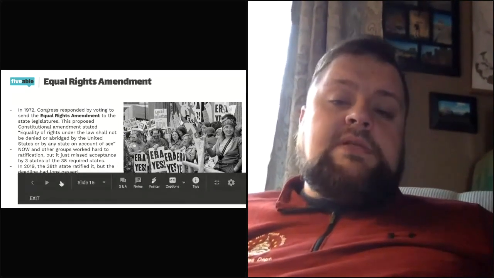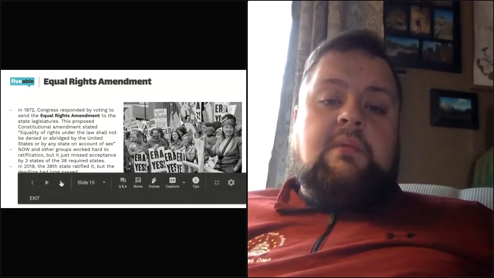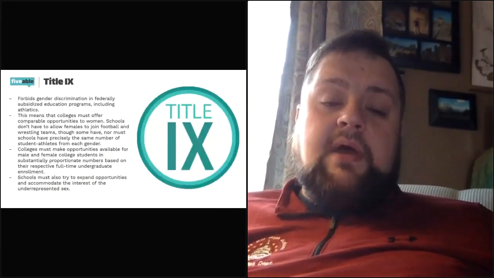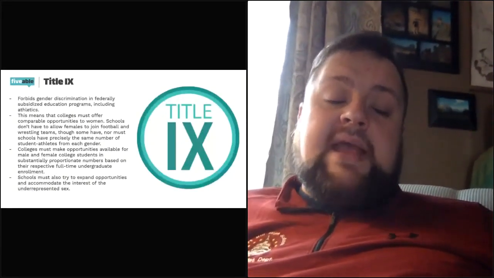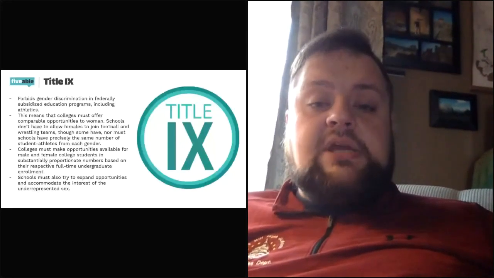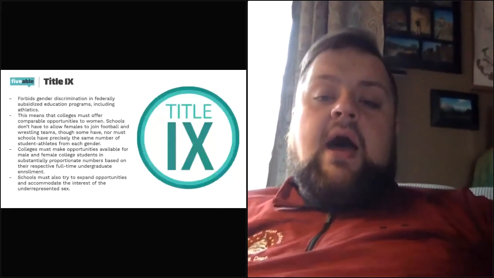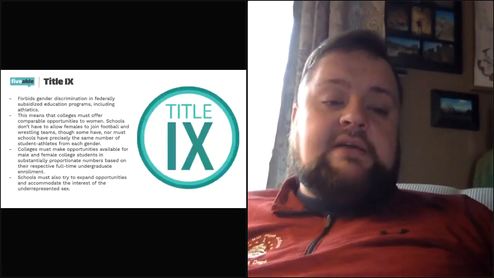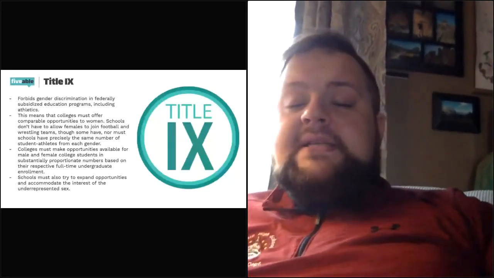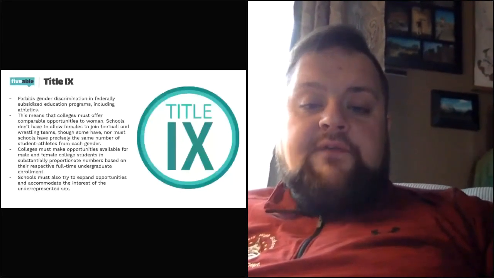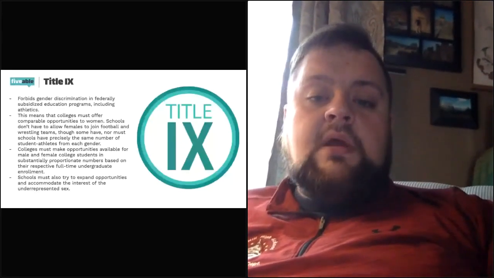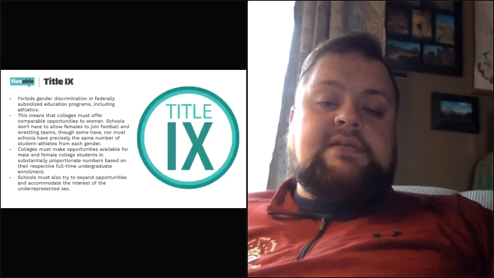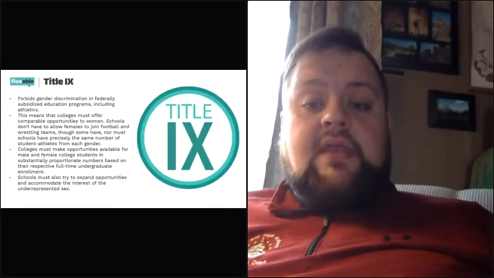The other big thing in women's rights is Title IX, which is another thing that passed as an amendment to the Civil Rights Bill in the 1970s. Basically it forbids gender discrimination in any kind of federally funded education program, especially when it comes to athletics at the college level. So it basically means that colleges have to offer comparable opportunities to women. They don't have to allow females to join a football team or a wrestling team, though some have done that, okay?